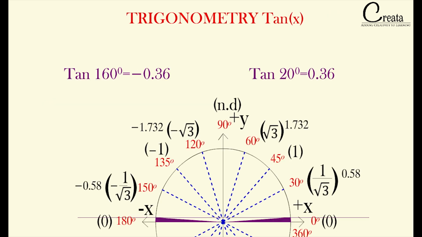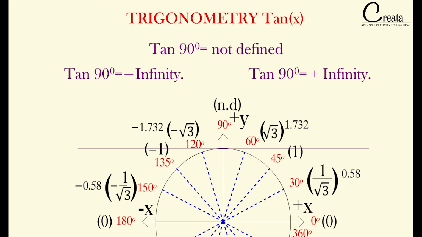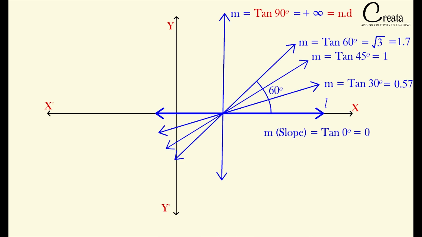Totally a different concept of the tan function, already covered in the trigonometry lecture. So not going into the detail of this concept. Just you should know that the value of tan 90 degree is plus infinity as well as negative infinity. So the value of tan 90 degree is not defined. So we got the observation that slope from 0 degree to 90 degree increases from 0 to positive infinity. It is basically increasing. So let's move further.